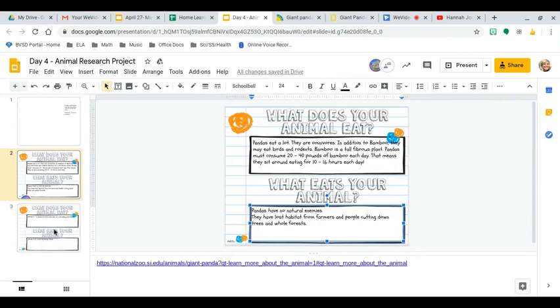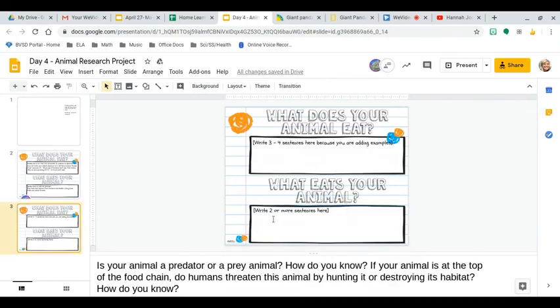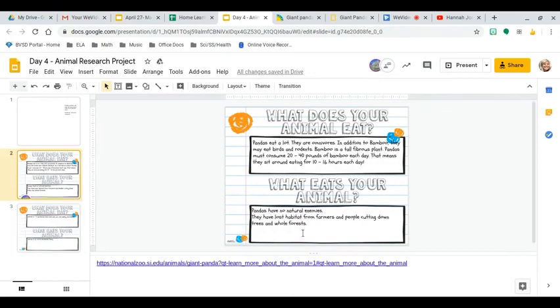And I knew that in my directions, this said I needed 2 or more sentences. So I really had to think, they have no natural enemies. And I could have just given up right there. But instead, I really was thinking flexibly and thinking about another way that I could include a predator for pandas, even though it didn't mention any animals.